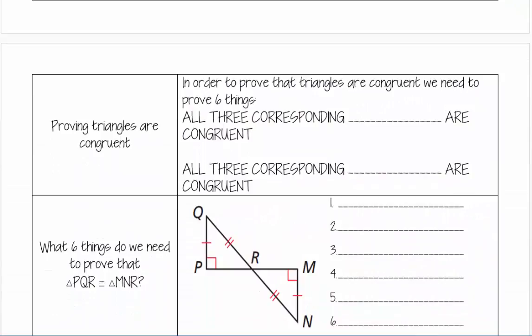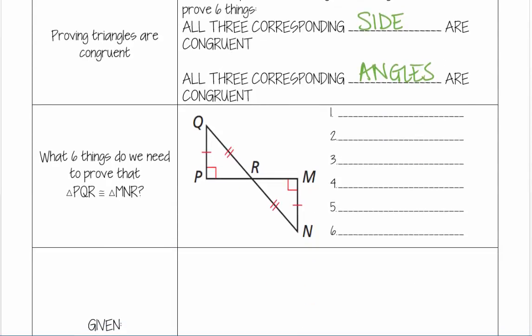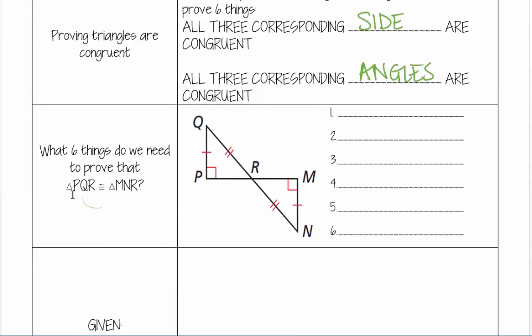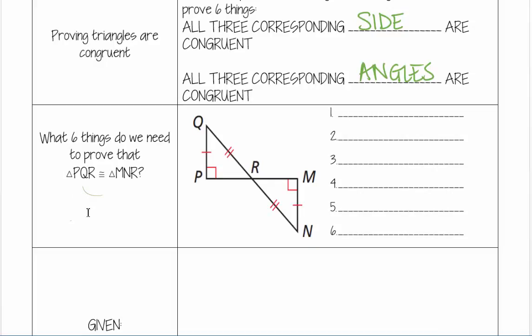Alright, this is where we get into the proof stuff. In order to prove that triangles are congruent, we need to prove 6 things. I know it kind of seems like a lot, but this helps us make our proofs. We need to prove that all 3 corresponding sides are congruent and all 3 corresponding angles are congruent. So, if I were to give you this right here, what 6 things do we need to prove that triangle PQR is congruent to triangle MNR?